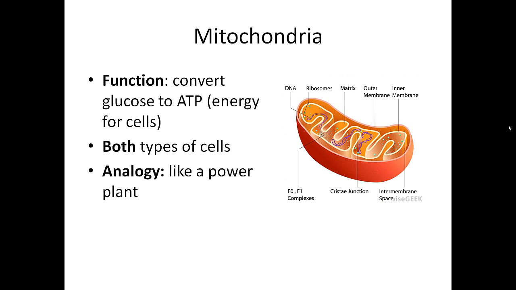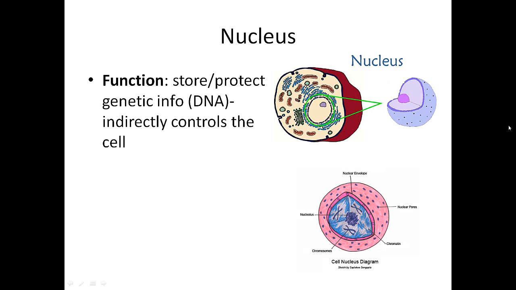A power plant takes energy either from, let's say coal, you burn the coal and it makes energy, or solar, or wind. It's taking something, in this case, mitochondria use glucose, to make energy that can be used, and for cells that's ATP.